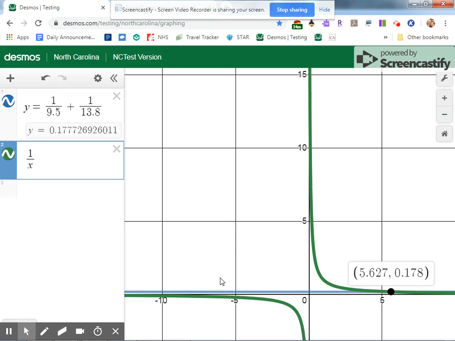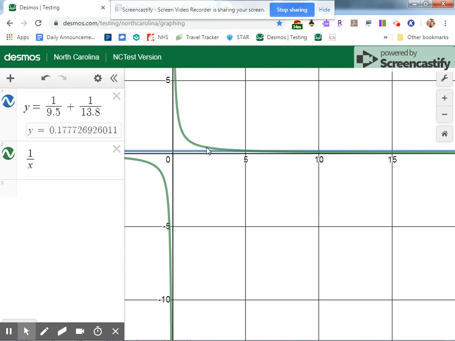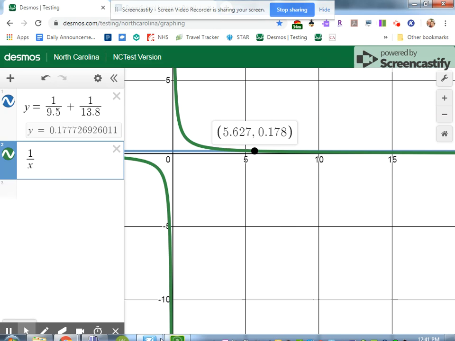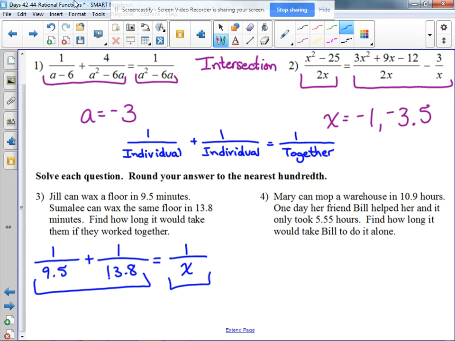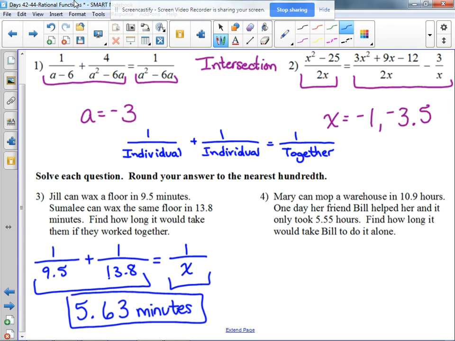We don't need to worry about this side of the graph. We're talking about time. We're not going to talk about negative time. So really all you have to consider is the positive side of the graph, the right side of the graph. Look for that intersection point, 5.627. It says to round to the nearest hundredth, so 5.63. And we need units. Anytime we're doing a real life application problem, we want to put units. So it'll only take them 5.63 minutes to do it together.